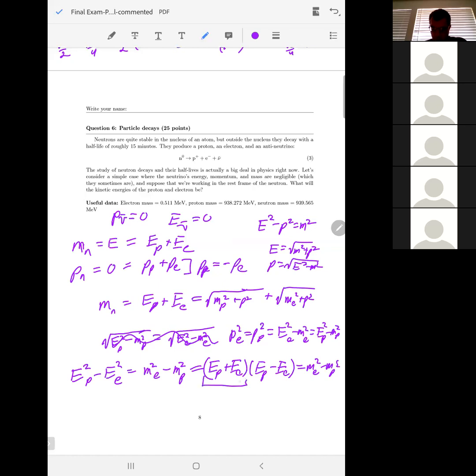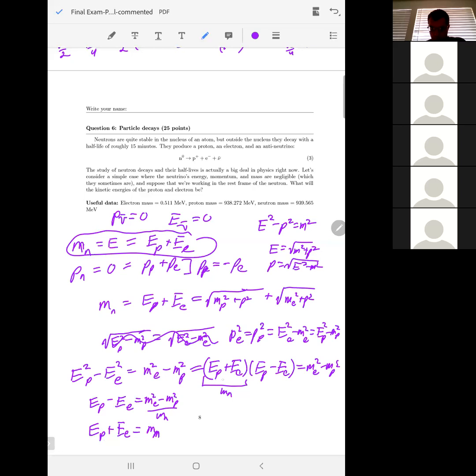and what do these two have to add to? Just look at the page. Above it, we know that these two add up to the mass of the neutron. So we've got that the difference of these two energies is equal to this difference of squared masses over a neutron mass, and their sum is equal to the neutron mass. So now we have two equations and two unknowns.